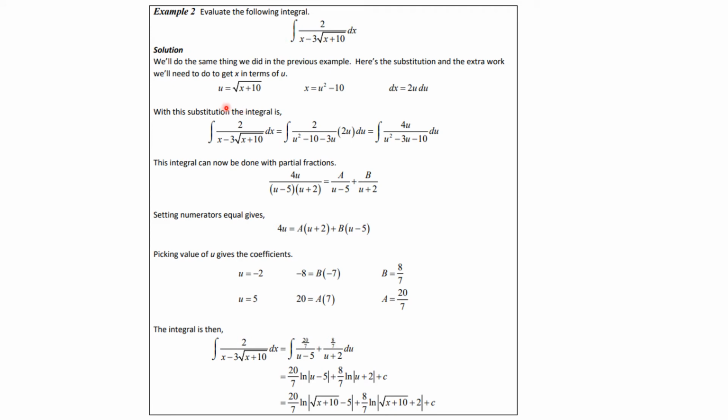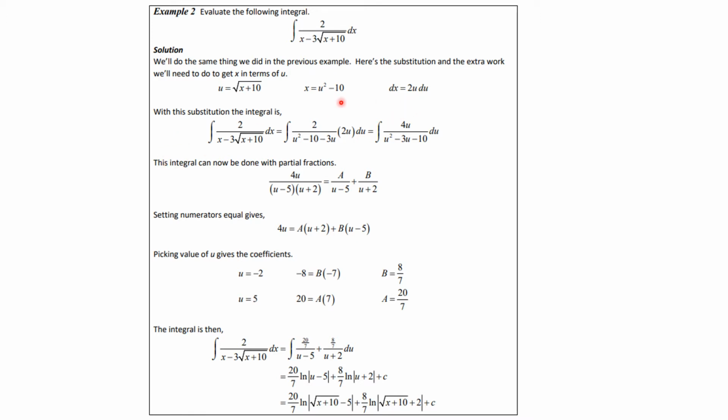Well, the same technique will work. We're going to let u be the whole radical. Sometimes that works, sometimes it doesn't. Experience will tell you; the more problems you do, you'll get better at this. But if u is equal to the square root of x plus 10, that means that x is equal to u squared minus 10. You just square both sides and solve for x. But if x is equal to this, that means that dx is 2u du.